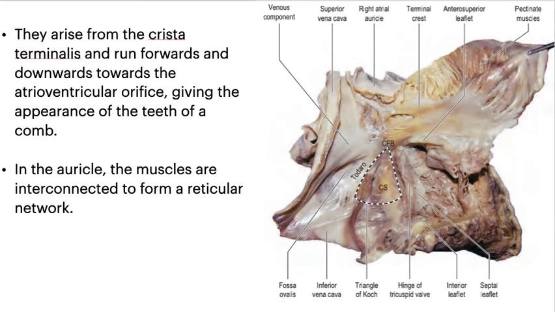Now, coming back to these musculi pectinati, they arise basically from the crista terminalis, running forward and downward towards the atrioventricular orifice, giving the appearance of teeth in a comb. And in the auricle, these muscles are interconnected to form a reticular network.